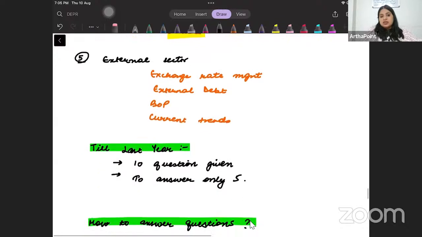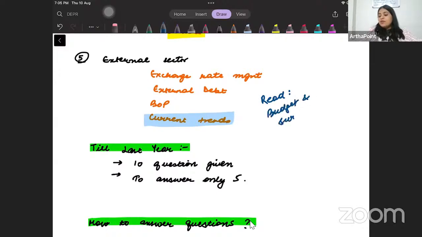Finally, we have the external sector in which we talk about balance of payment. Current trends are very important in each part, right? So you can also go ahead and read, every year go through the budget and survey. That will give you a lot of information about the trends in these things. Okay, so it is very important to read the latest budgets and surveys.